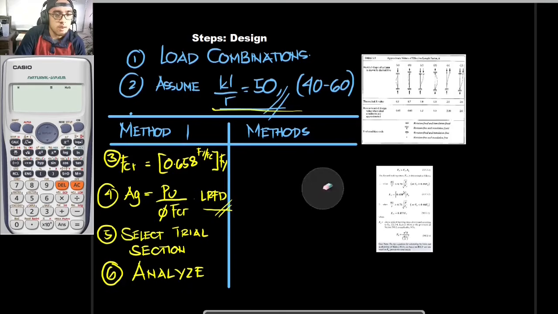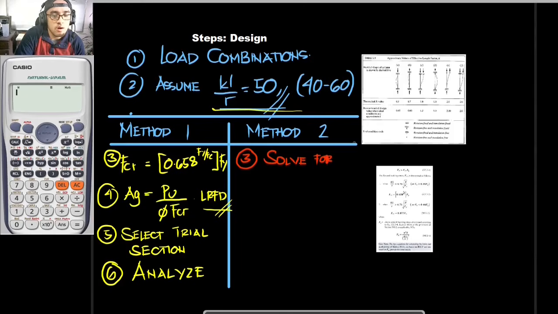Okay, so for method 2, bakit methods nakalagay dito? So palitan natin to, method 2. So as for method 2, ito medyo simple lang din ito. So ano bang magandang color dito? Red naman. So the step 3, after steps 1 and 2, kapag method 2 na, the next thing that we should do is to solve for r.